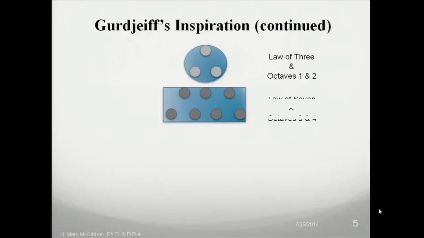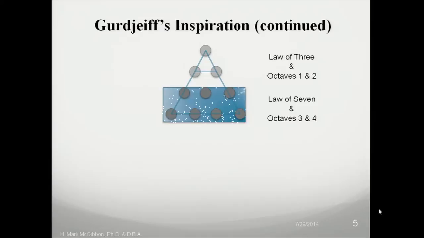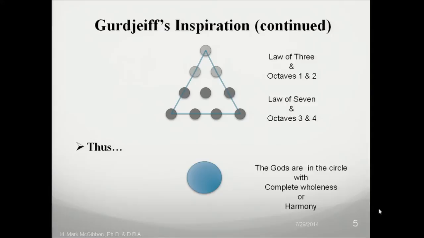Maybe we can get someone to help. The law of seven. So the octaves 3 and 4. I wish we could see within the triangle, there's a bigger triangle. And we're going to address that in a little bit. So, as the slide at the bottom of slide 5 says, the gods are in the circle with the complete wholeness or harmony. Okay, I promise you we're going to get someplace with this.